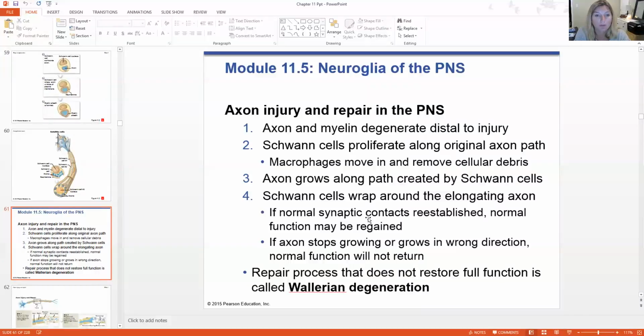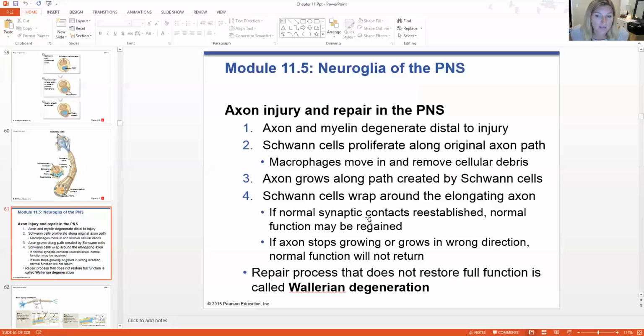Axon injury and repair in the peripheral nervous system is minimal, but the axon and the myelin can degenerate distal to the injury, so that will help increase blood flow to the area and increase the repair process. The Schwann cells will help proliferate around the original path of that axon, so they kind of fill in like a little shadowing, I guess, of where that axon used to be. Macrophages come in and gobble up all the extra debris, and then the axons can regrow in the path of that Schwann cell. And then the Schwann cells will continue to wrap around that axon, and it may restore function or it may not restore function.